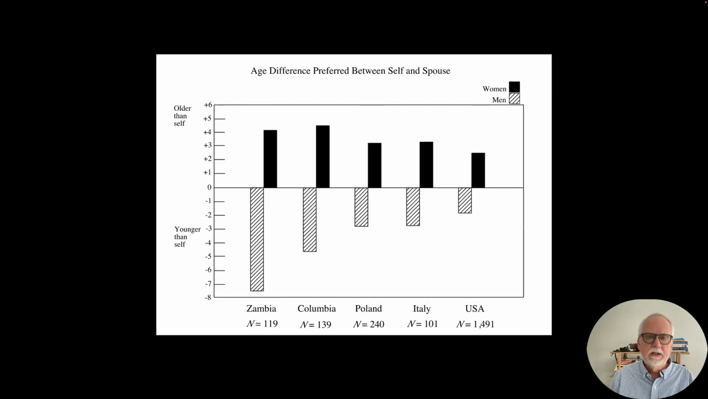What about the age difference between yourself and this person that you're interested in? Here again, we have 5 different countries: Zambia, Colombia, Poland, Italy, and USA. You can see that in all of these countries, the women would prefer somebody who's older than themselves, by 4 or 5 years, whereas the men prefer somebody who's younger than themselves. In Zambia, they prefer somebody who's 7 or 8 years younger. Italy, Poland, and USA also show this preference among the men for a slightly younger partner. So age becomes another important factor in whether or not you find the person attractive.